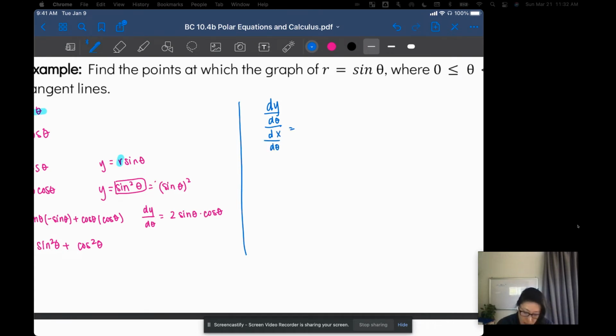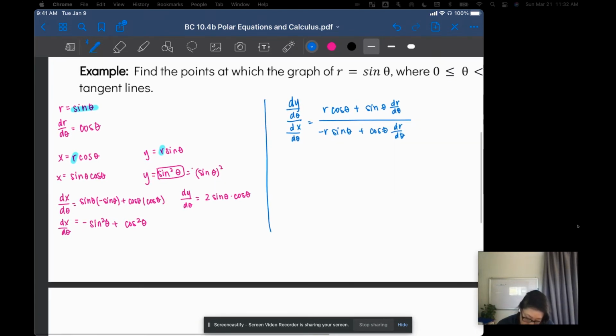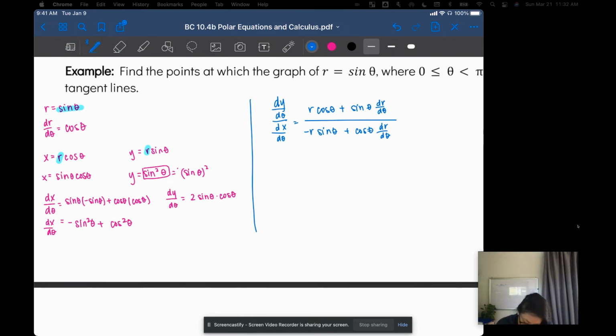I remember that the formula for the derivative of a polar equation is r times the cosine of theta plus sine theta times dr d theta, all over negative r sine theta plus cosine theta dr d theta. Okay, so I'm just going to go ahead and start filling this in.